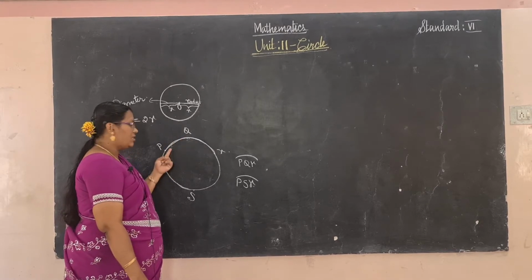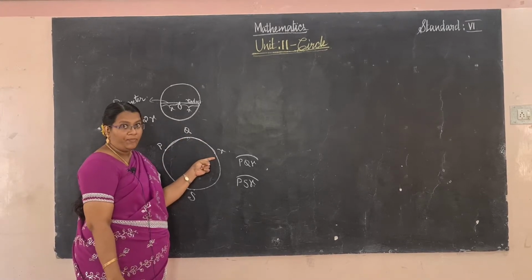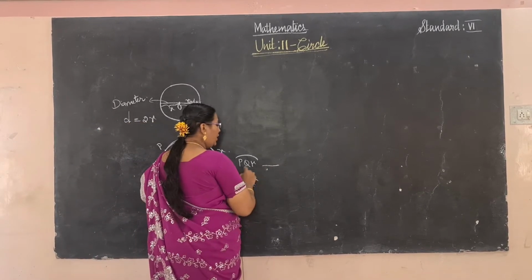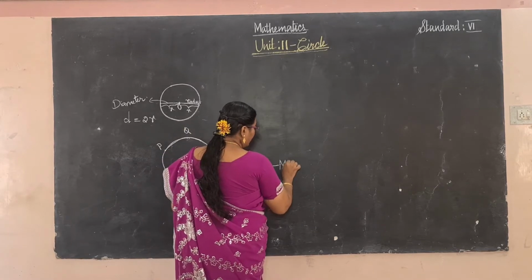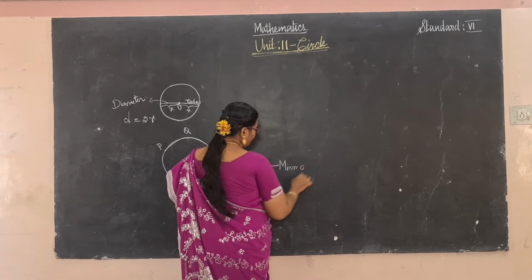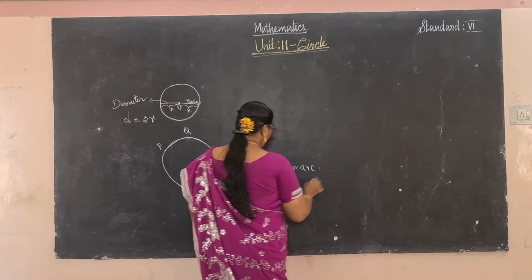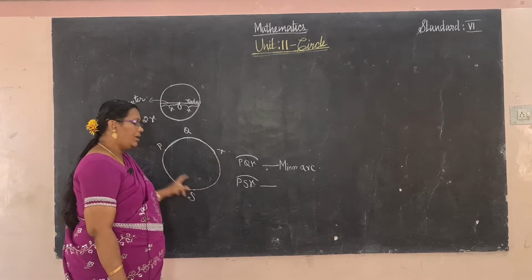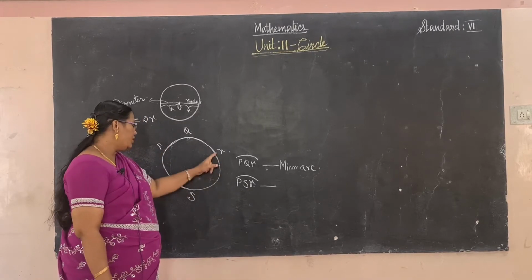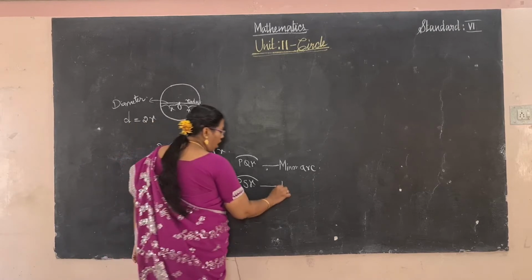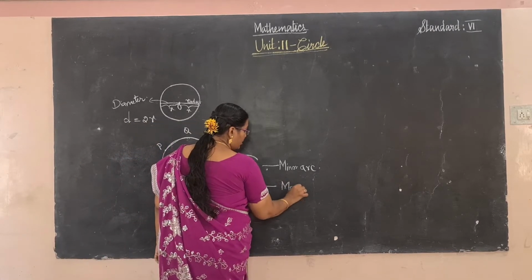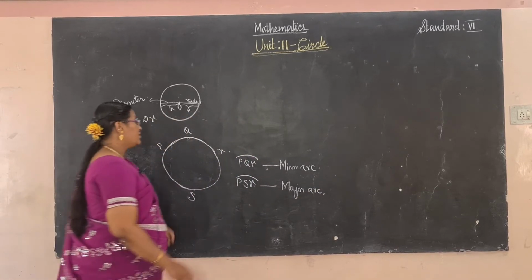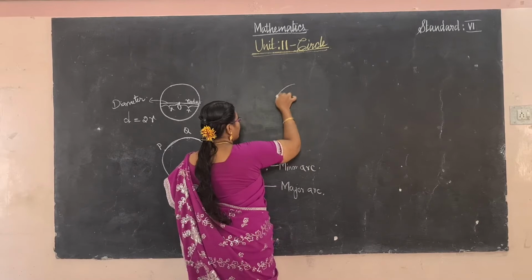This is a small part of the boundary, right? So that is called the minor arc. So PQR is called the minor arc, and PSR is the largest boundary. The length of the boundary is very large, so it is called the major arc. And the next one is segments.